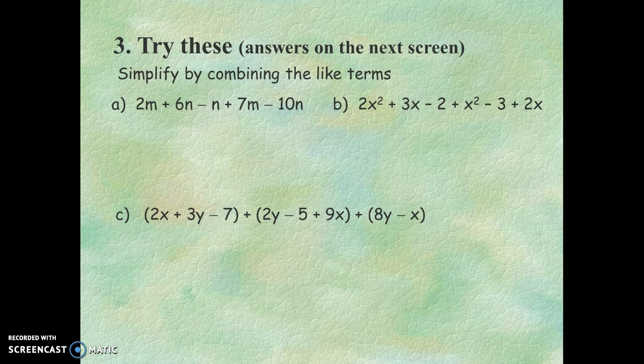Pause. Okay, now we can move on to the next screen.